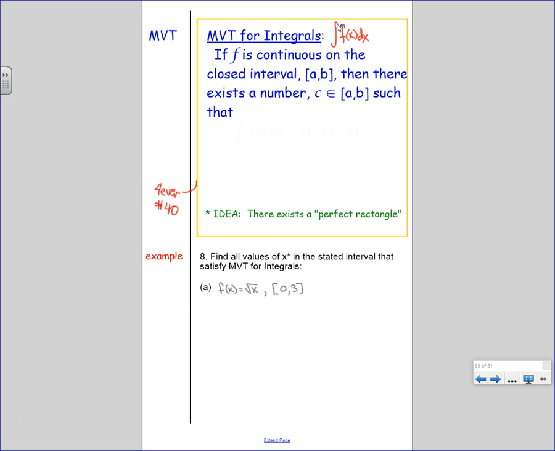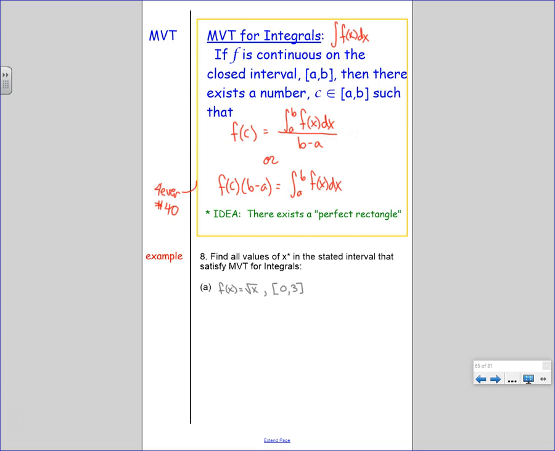The first one we could say, f of c is equal to the integral from a to b of f of x dx, all over b minus a. That's one way of writing it. The function value will equal its average value. It's kind of like instantaneous equals average. The function value equals its average value, because this is the average value we saw yesterday. But there is another way of writing it: f of c times b minus a equals the integral from a to b of f of x dx.